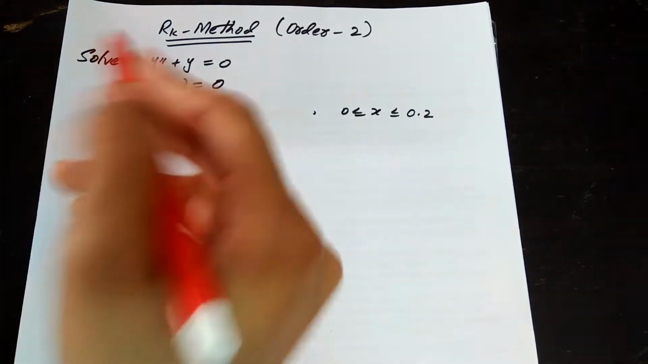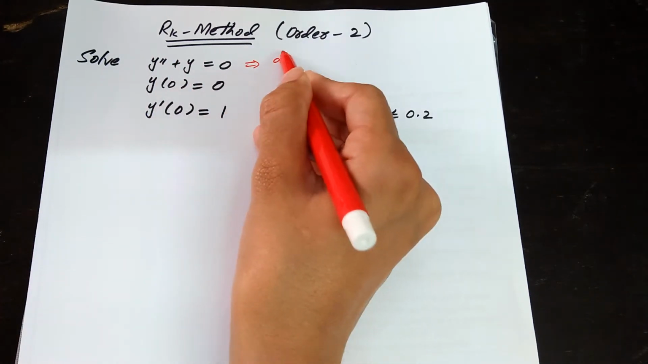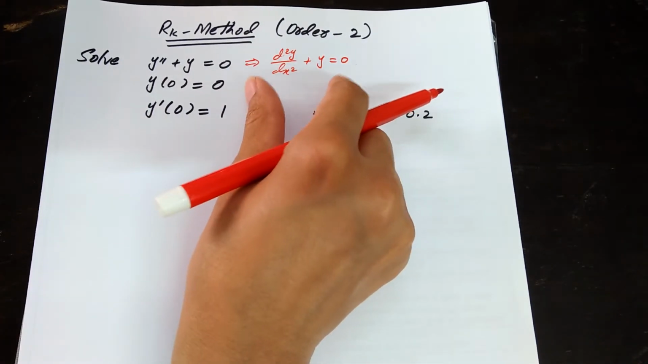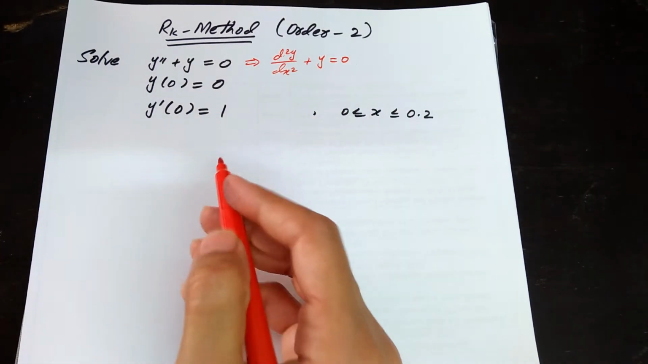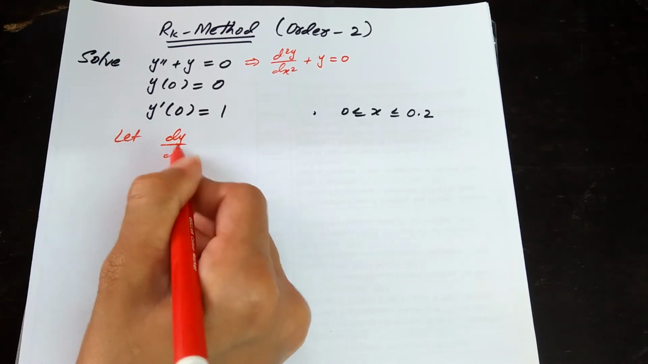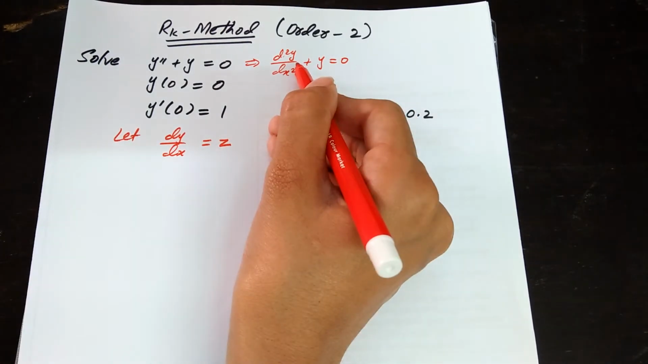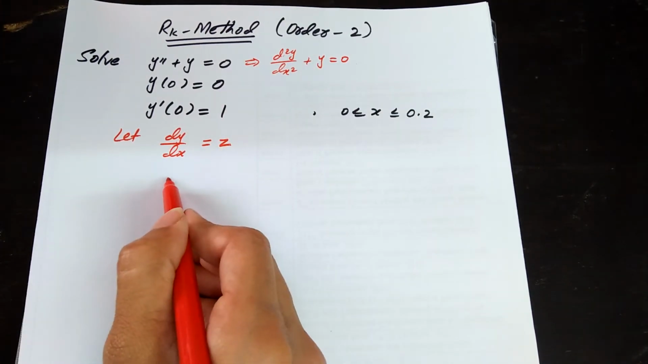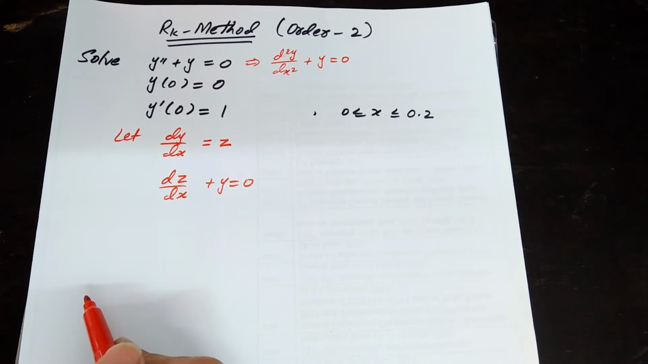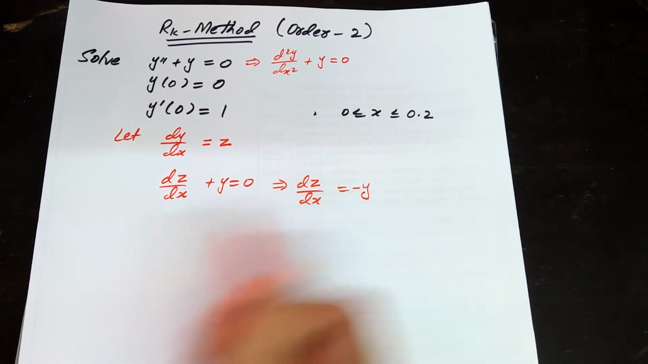So first of all, you see here, this is your second order ordinary differential equation: d2y by dx square plus y equals to 0. You have to break it into first order. For that purpose, you let dy by dx be some other function, let's suppose it is z. Then put it in this equation, you will get dz by dx plus y equals to 0. From here you can get dz by dx equals to minus y.